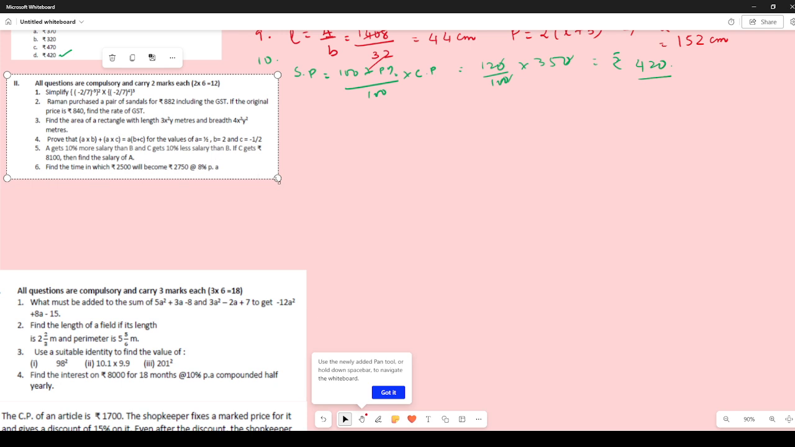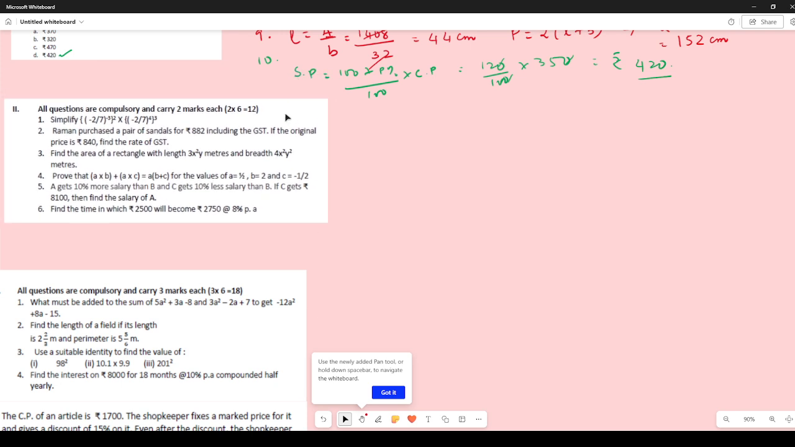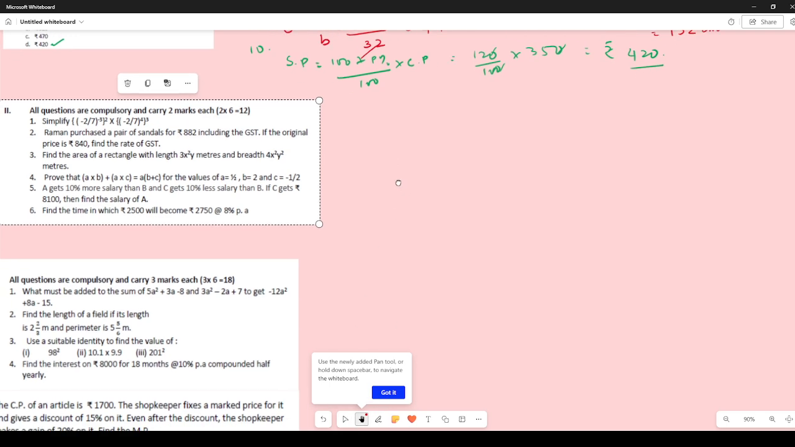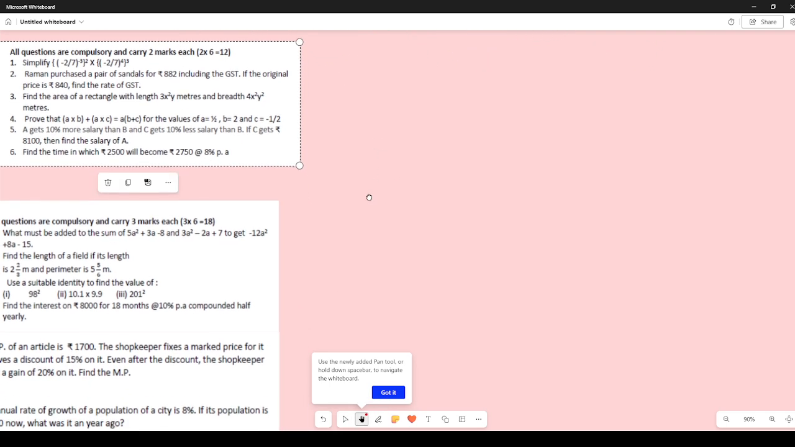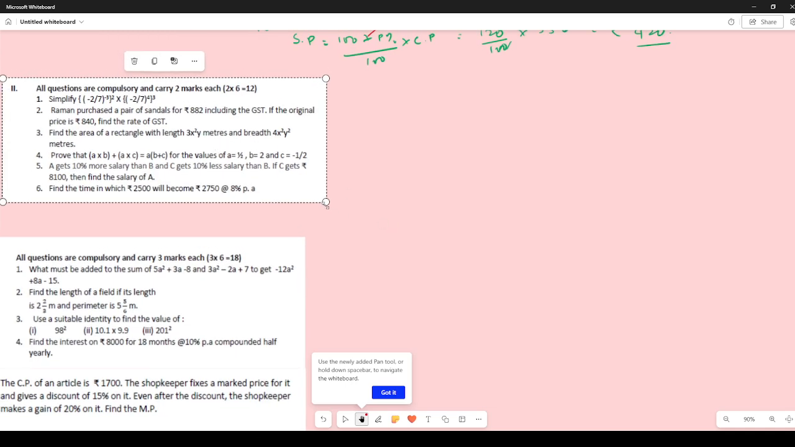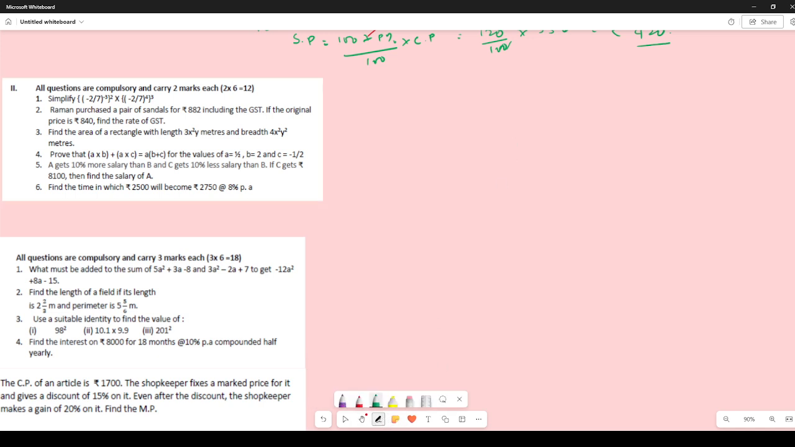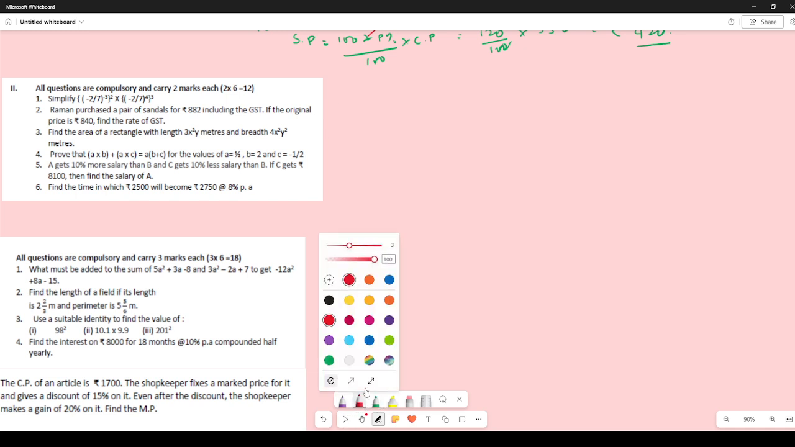Now let us move on to question number 2, where all the questions were for 2 marks each. So let us just come to this part, and we will move the board a little bit so that we can focus more on the questions over here. Now let us get to the question. Question number 1. Simplify. Let me take a different color over here now. Let us take a blue.